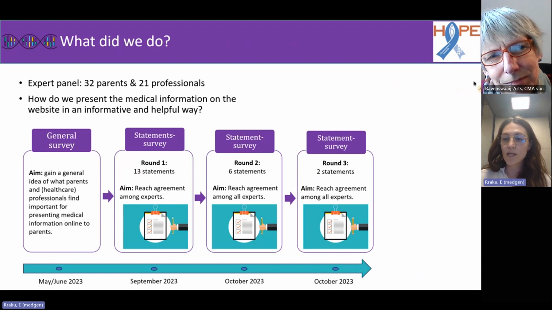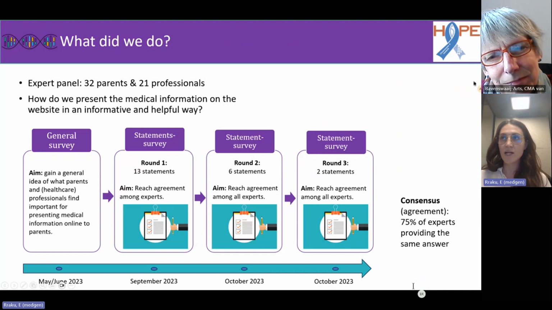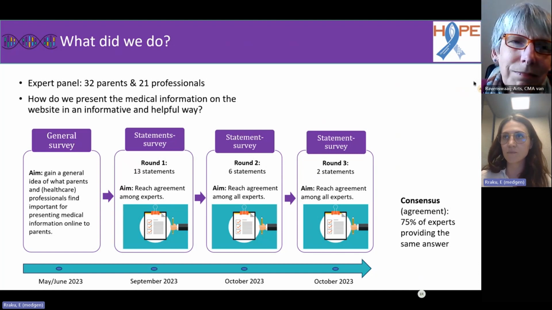What is also important to point out is that when I say agreement, I mean that 75% of experts, both parents and professionals grouped together, gave the same answer regarding the statement. So either 75% agreed with a certain statement, or 75% of them disagreed. Both of the scenarios were considered agreement or consensus.